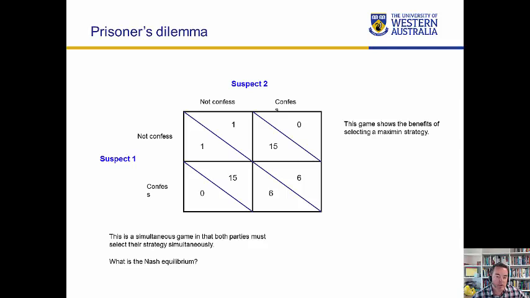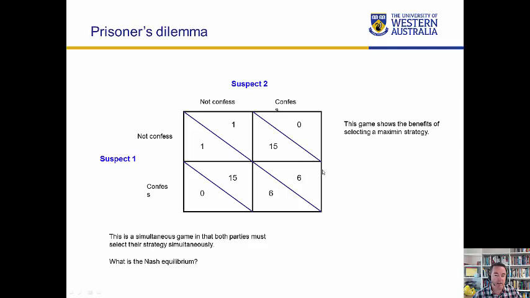Suspect 1 changing their strategy means they go from 6 years to 15 years by changing their strategy from confess to not confess. Would suspect 2 want to change their strategy? Well, suspect 2 currently is getting 6 years. Would they want to change their strategy? Well, if they go from confess to not confess, then the game moves over here from 6 to 15. So that doesn't make sense for suspect number 2.